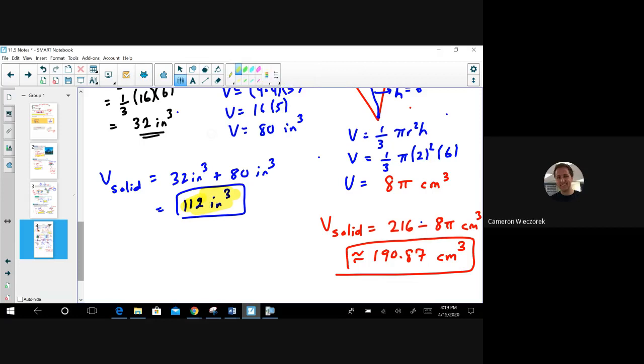So whenever you do a composite solid, you need to look to see if you're adding volumes together or if you're subtracting volumes. If there's some type of hole cut out of the shape, you're going to be subtracting. If you're stacking the shapes together like Legos, you're going to be adding. That's kind of the big takeaway from that.